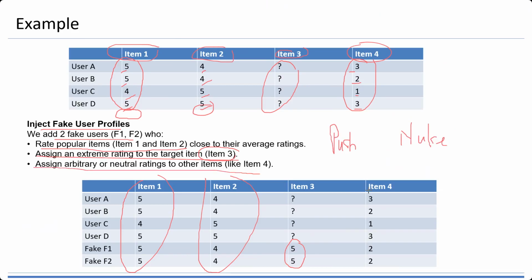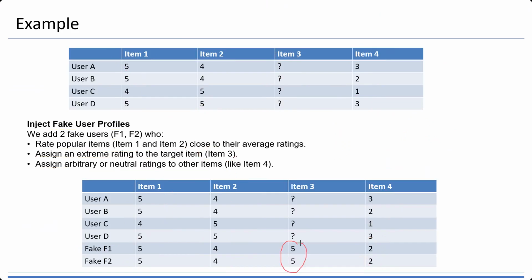And for the item 4, we know that the average is more or less low. 1, 2, 3. Then the fake user can just give arbitrary or neutral rating. So it will make almost similar with the user in the existing database. So if we have a new user who like item 3, like this one, what happened?